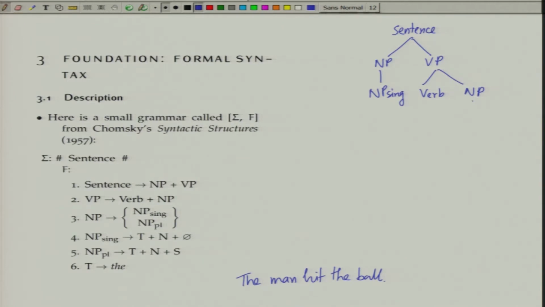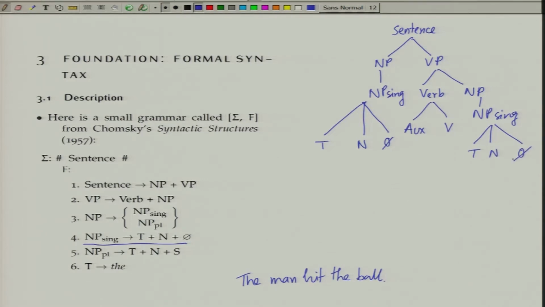Once again, NP can go to NP singular, and verb goes to aux plus V. So as usual, aux plus V, and this NP now goes to three things: T, N, and nothing. Because it is singular, we are following this rule, rule number 4. Here the same thing happens. It goes to three things: T, N, and nothing.